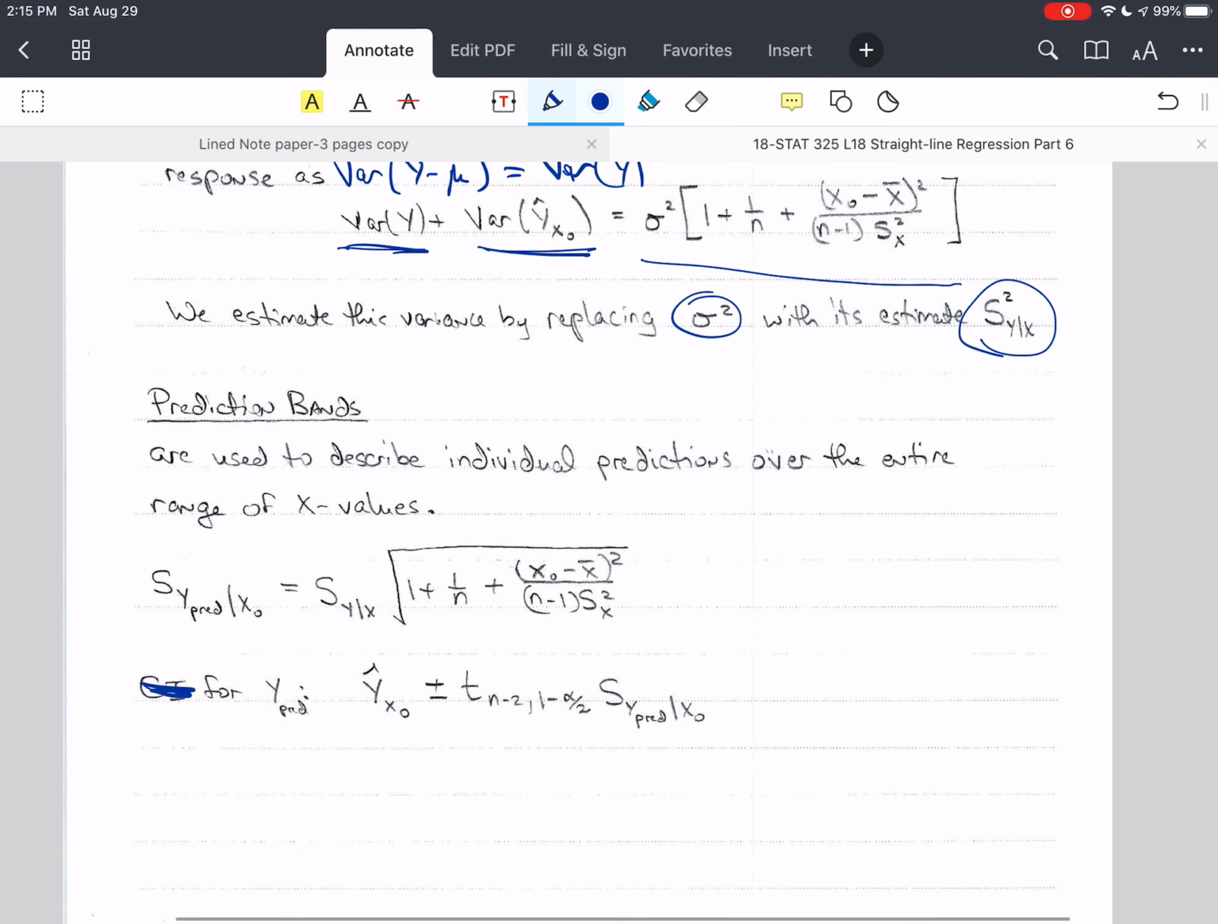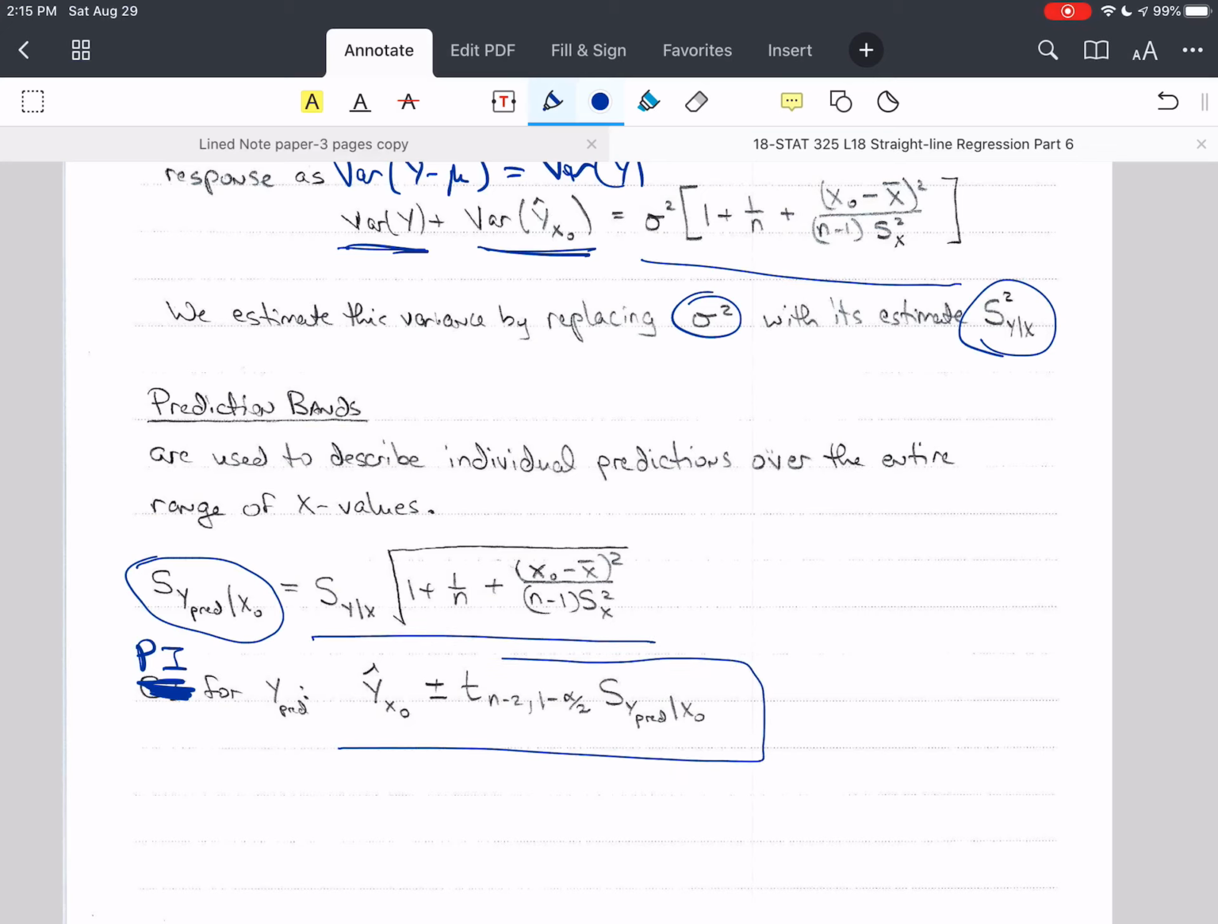So these are called prediction bands. I made a mistake there. And they're used to describe individual predictions over the entire range of x values. So a prediction band is not just for one value of y, we do it for every value of y in the data. And to shorten the notation a little bit, I've given this a notation S sub y pred given x naught, and that is equal to this portion, and then we can rewrite our prediction band or prediction interval in shorter notation.